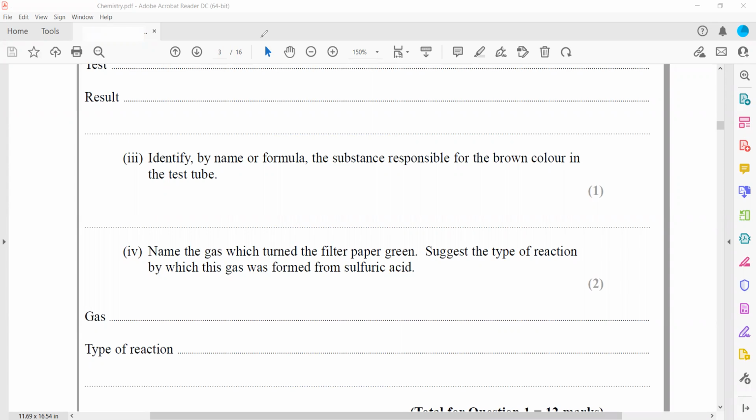Then, identify by name or formula the substance that is responsible for the brown color. So which substance is responsible for the brown color? That is Br2, or bromine. Name the gas that turned the filter paper, acidified potassium dichromate, from orange to green. So the gas is sulfur dioxide. When they say name a gas, you are not supposed to write a formula, you have to write that it is sulfur dioxide.